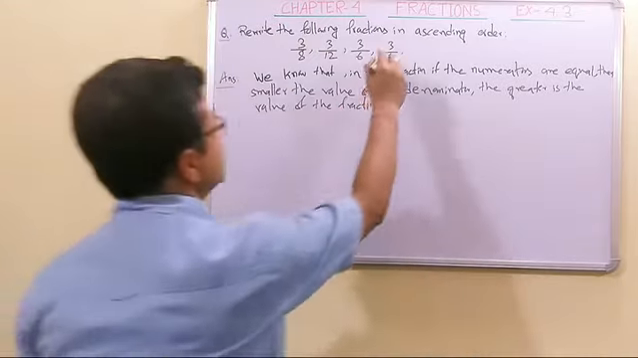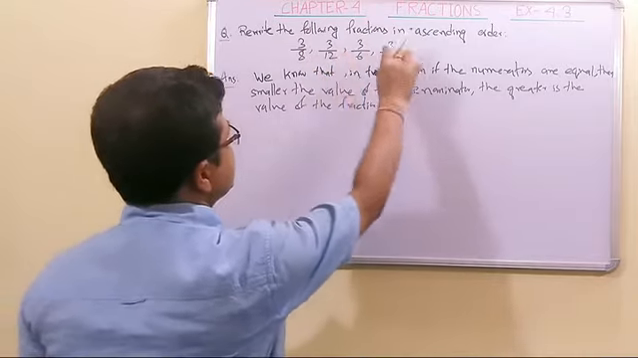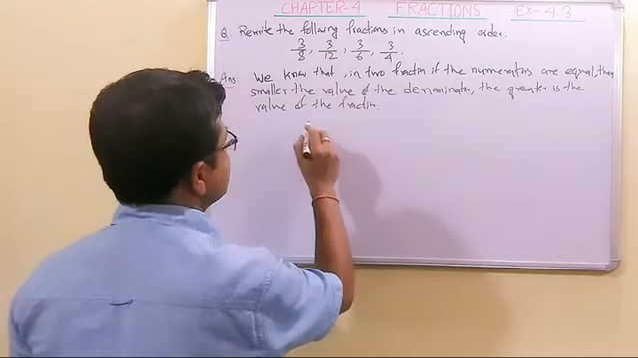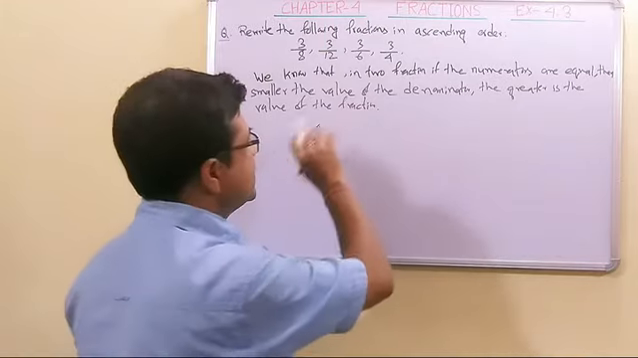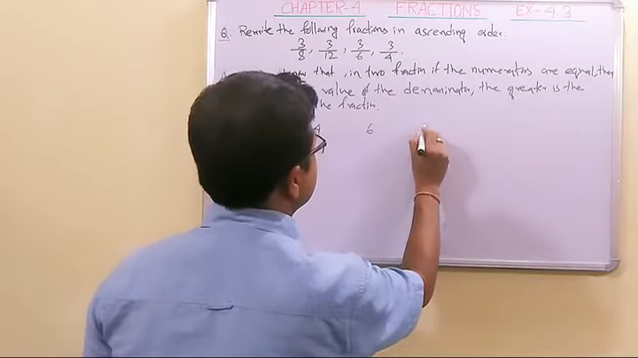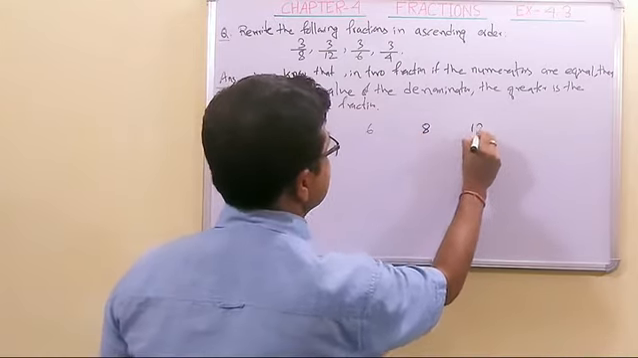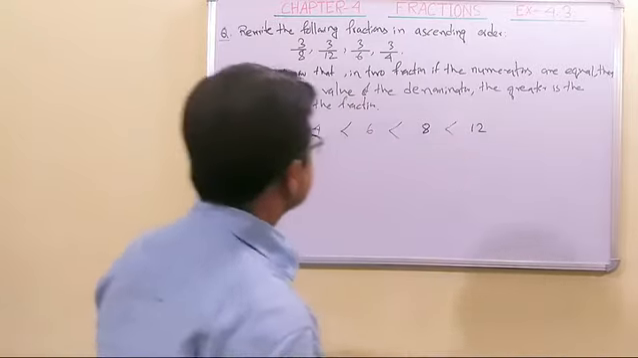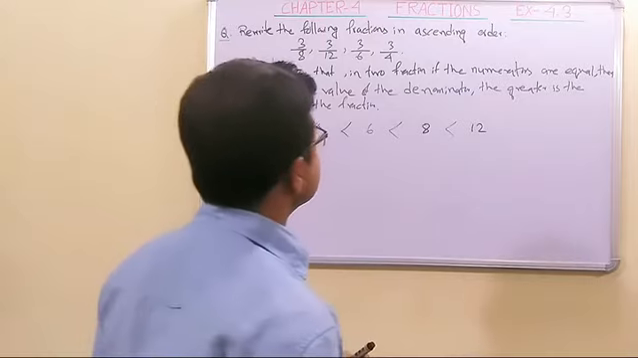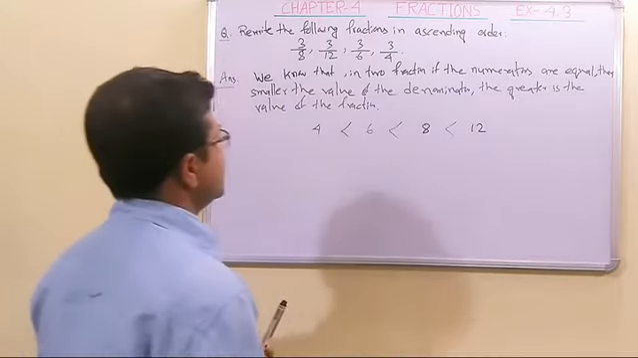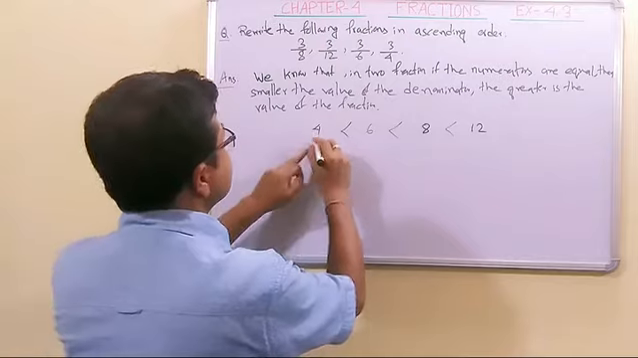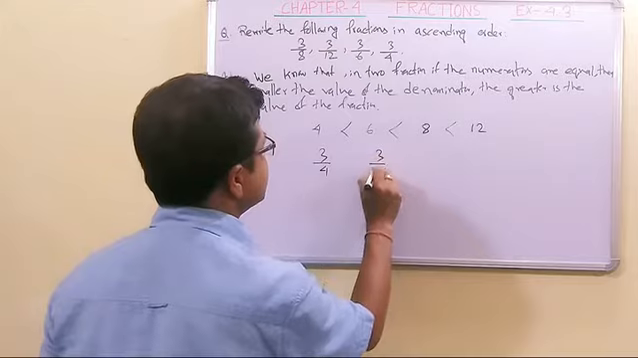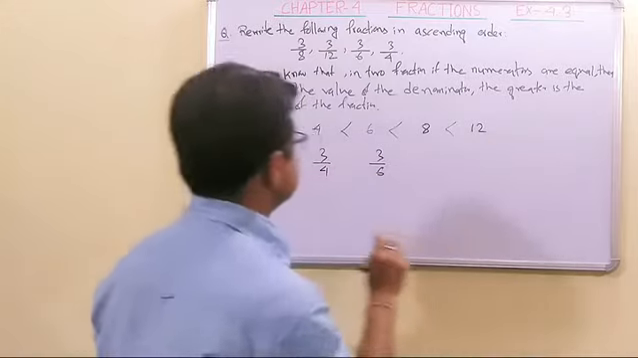Okay, so here in all the cases the numerators are equal, so we shall compare these denominators. Let us write the denominators. These are 4, 6, 8 and 12. Now we know that 4 is smaller than 6, 6 is smaller than 8, 8 is smaller than 12. Now we want to compare. So 4 is in this one, 3 by 4, and 6 is here, 3 by 6. Let us compare these two, then we should proceed.